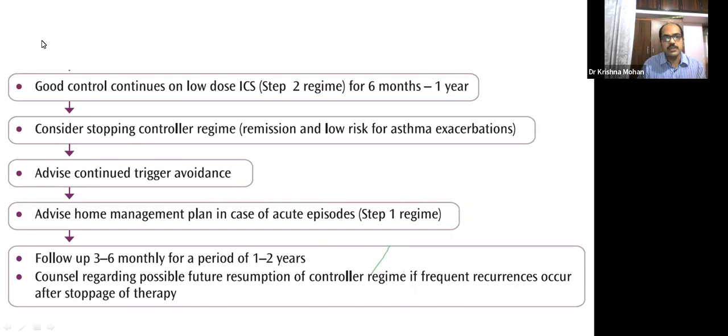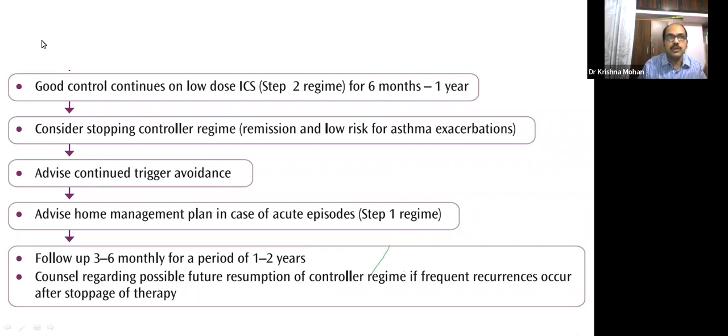Even on low dose inhaled corticosteroid alone, if the patient is getting very good control for a minimum period of 6 months, that is the time when you have to think of stopping the treatment. Then you have to counsel the patients regarding this. You have to continue the trigger avoidance, whatever the dust, cold climate, all these things, you continue avoiding that. And even after stopping, you follow up the child at 3 to 6 monthly intervals for at least 1 to 2 years.